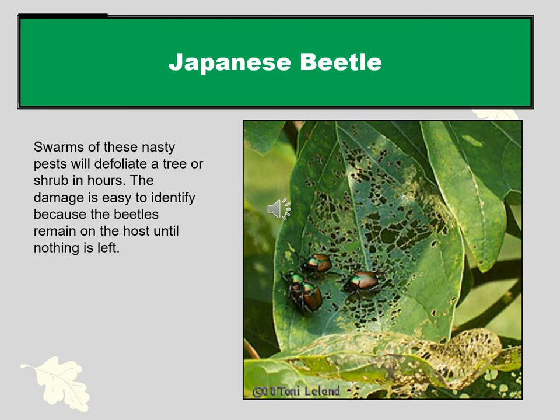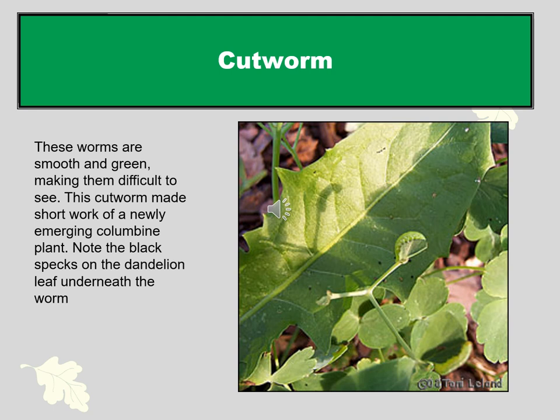These shiny, bronzy green iridescent beetles that are actually really beautiful are the Japanese beetles, and they will defoliate a tree or shrub in hours, and there's usually quite a few of them. And I have seen them around here in Southern California. A cutworm, smooth and green, is really difficult to see, but the cutworm here in this image made short work of a newly emerging columbine plant. Note the black specks on the dandelion leaf underneath the worm. Those are the feces that are dropping from the worm itself. See if you can find it.